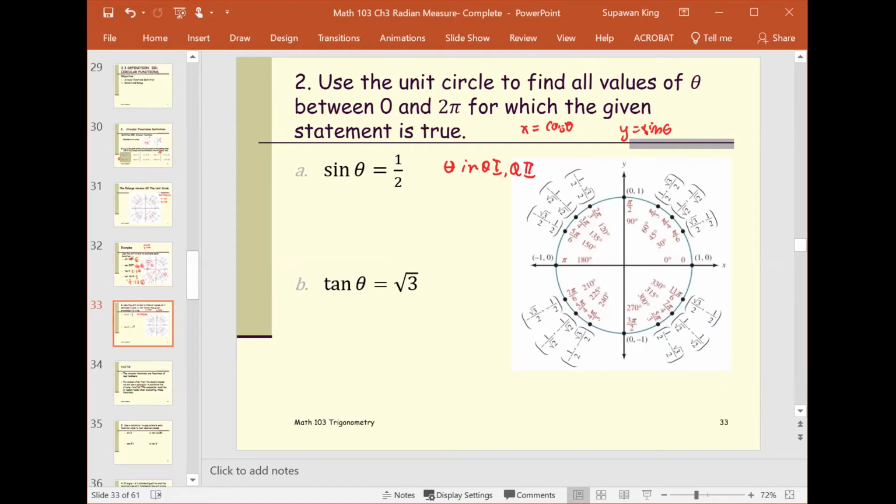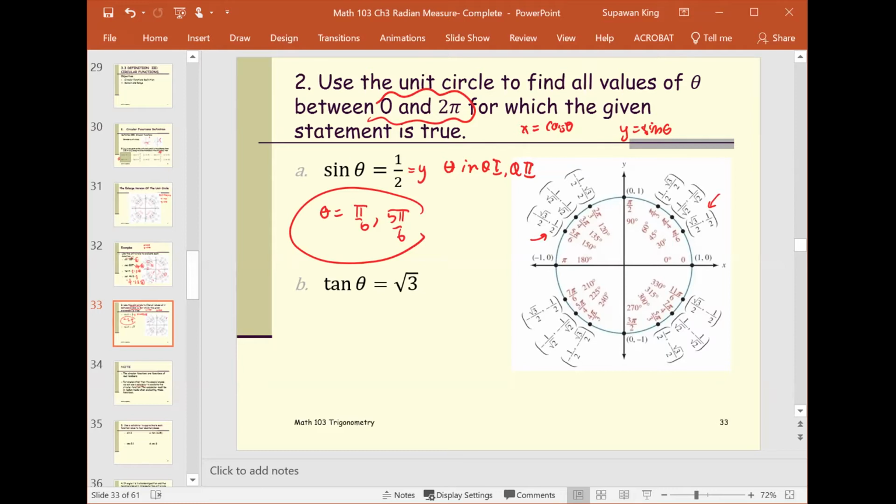The sine is the y value. For the ordered pair that has the y value 1/2, the theta is pi over 6 and 5 pi over 6. Make sure the answer is in radians because the instruction said the theta is between 0 and 2 pi. That means it must be in the radian mode.